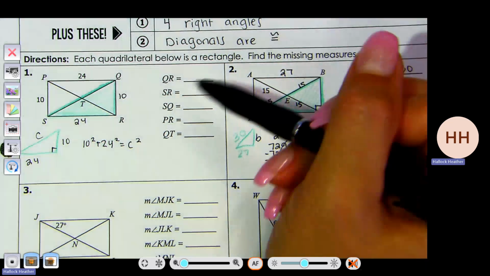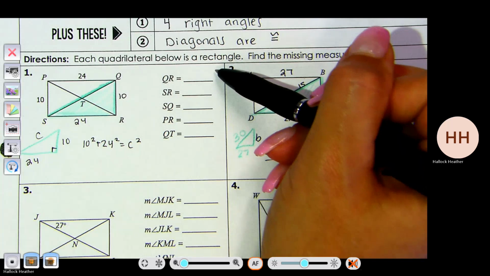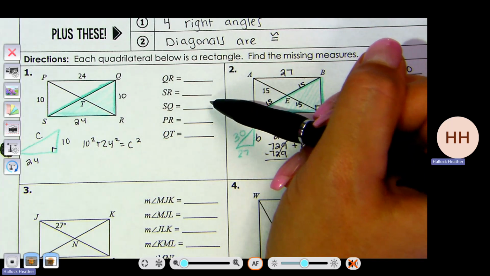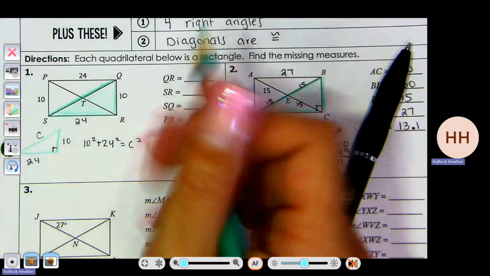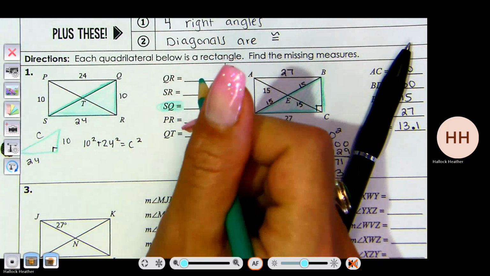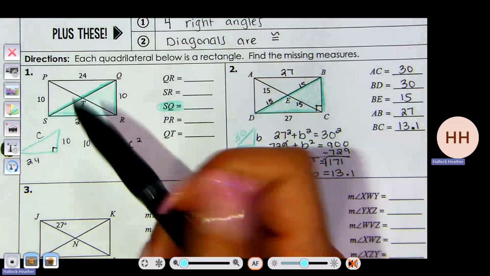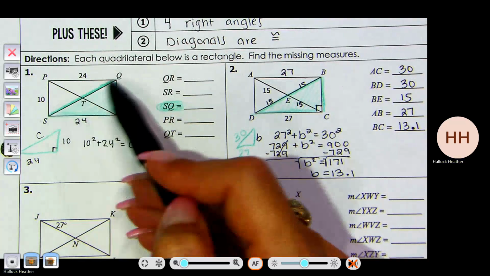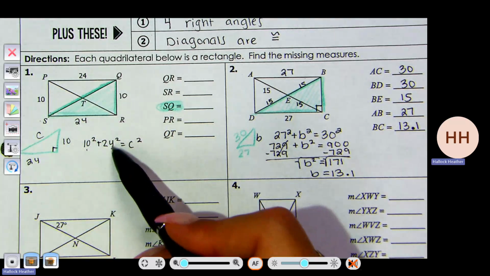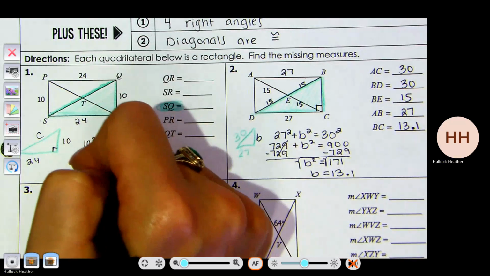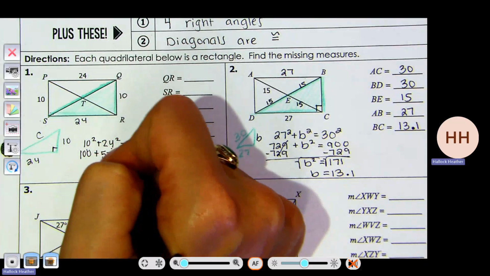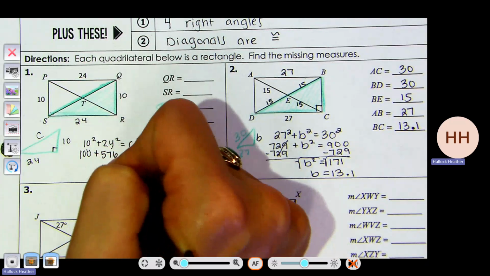Okay. So what's QR? 10. What's SR? 24. What's SQ? So this is the one that, wait, what'd you get? Okay, wait a minute. SQ, we're doing S to Q, we're doing 10 squared plus 24 squared. 10 squared is 100. What's 24 squared? 576. If you add them together, you get 676.